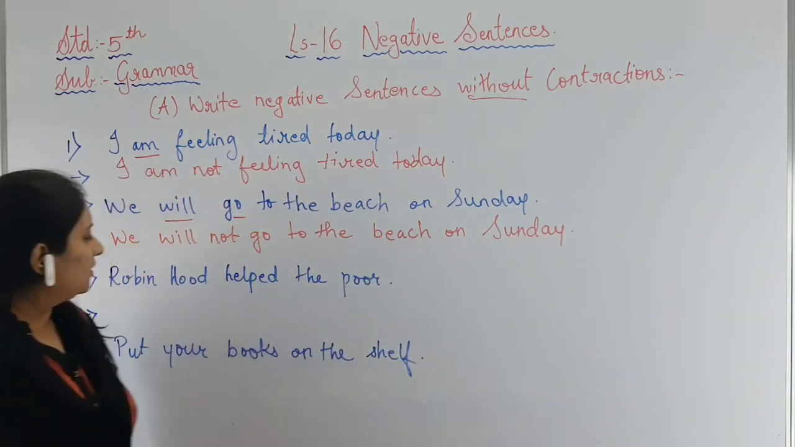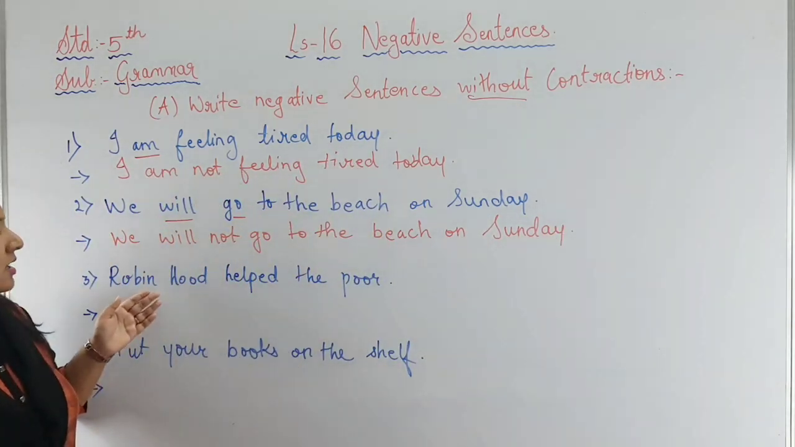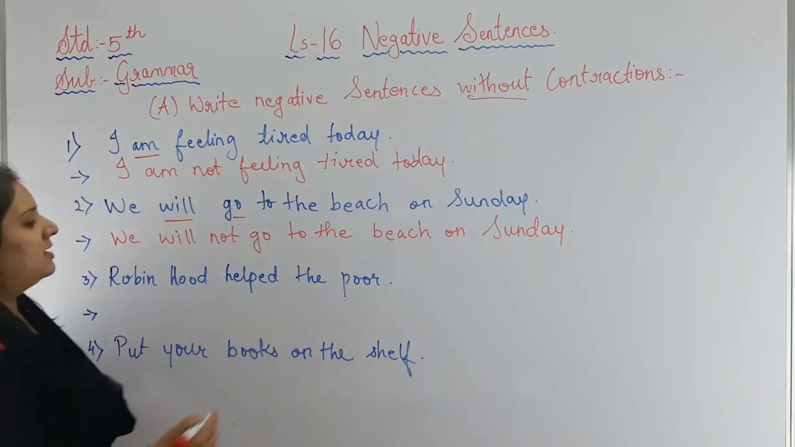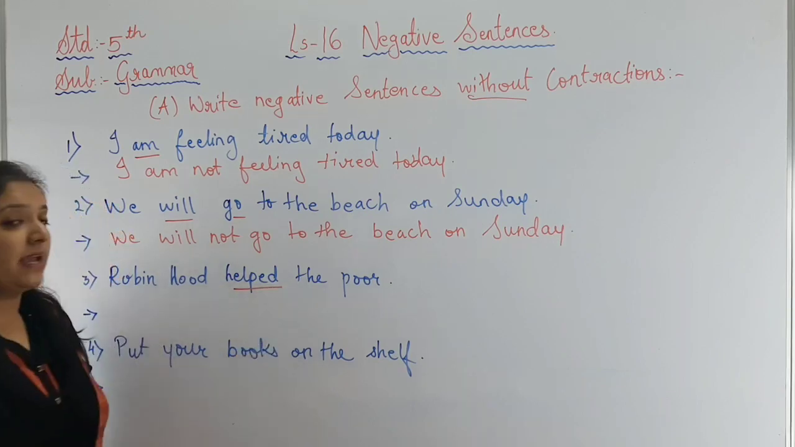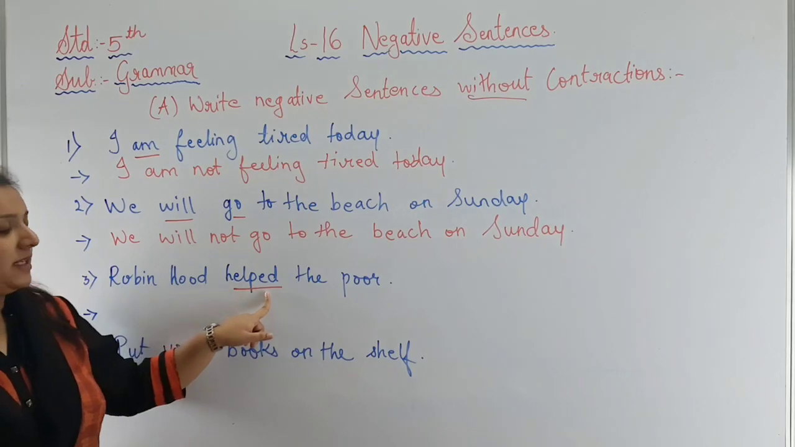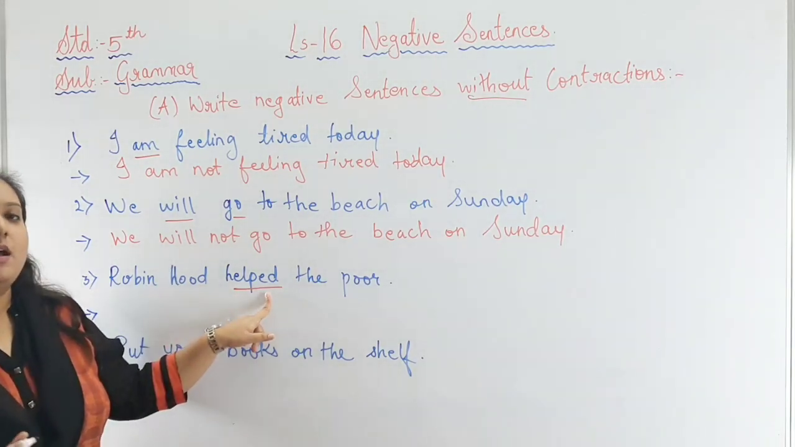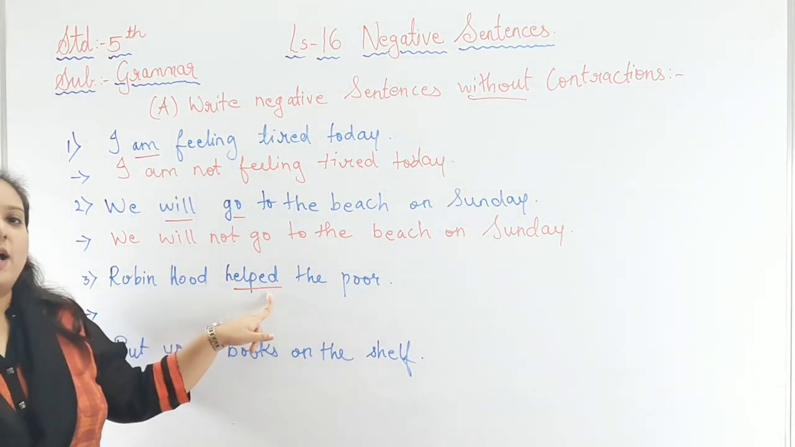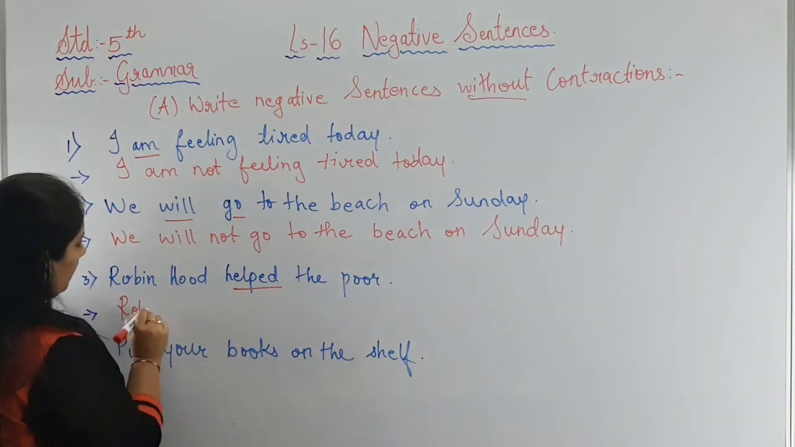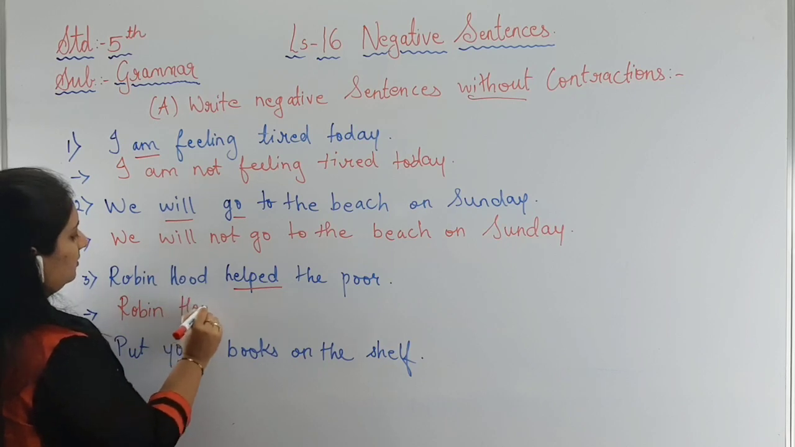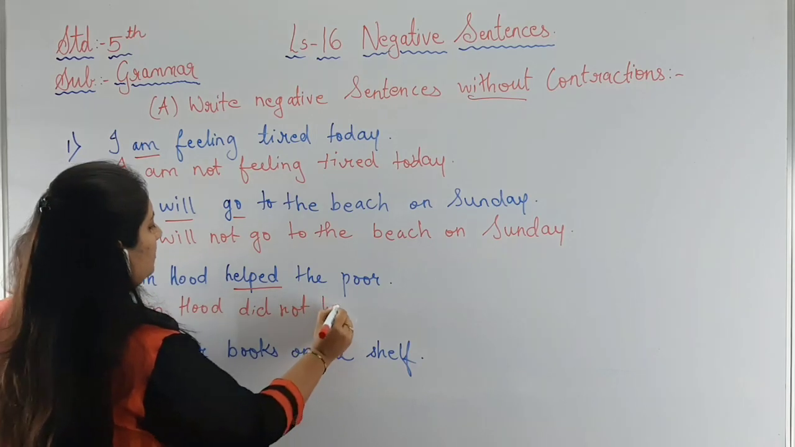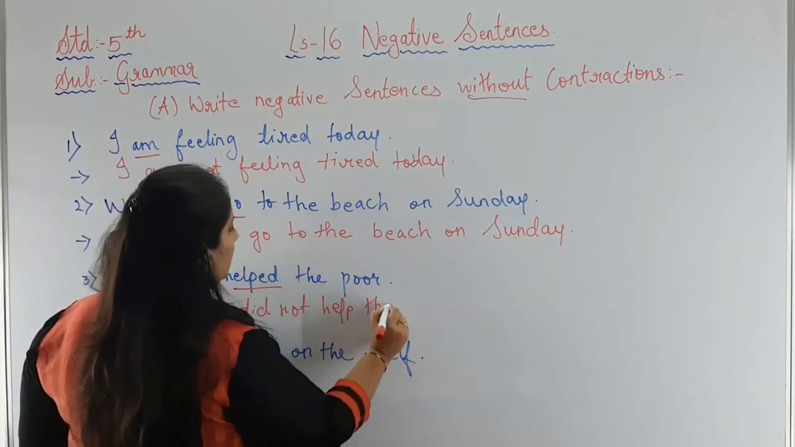Okay. Now let us look at sentence number 3. Robin Hood helped the poor. Now by looking at the sentence, I see the verb is helped. It is a past tense form of the verb. And by looking at the verb, I can identify that this statement is of simple past. For simple past, we use did not. Okay. So the statement will become, Robin Hood did not help the poor.